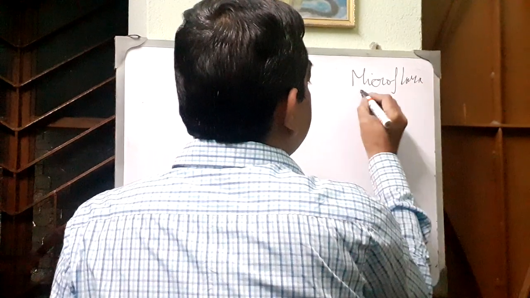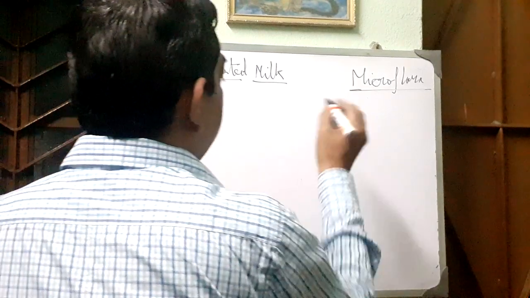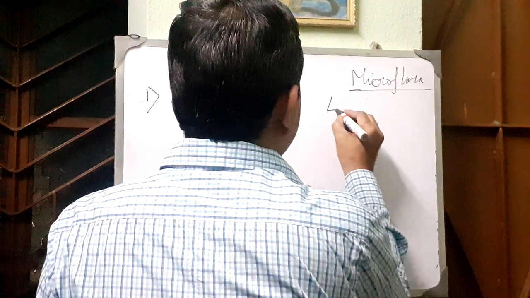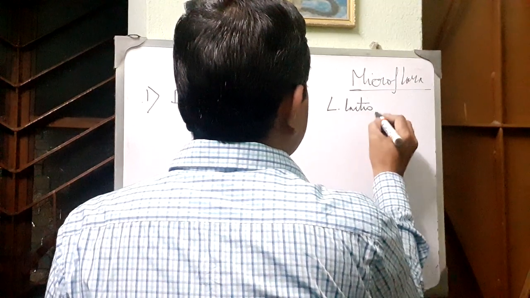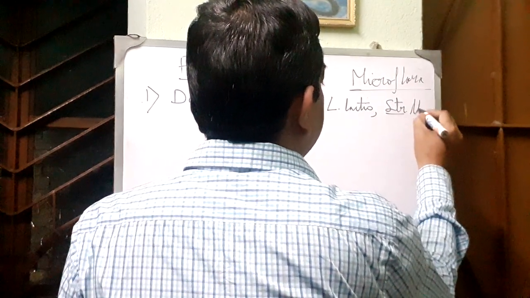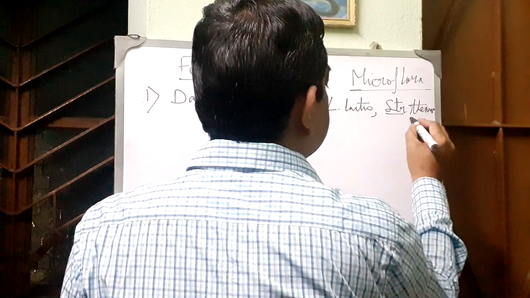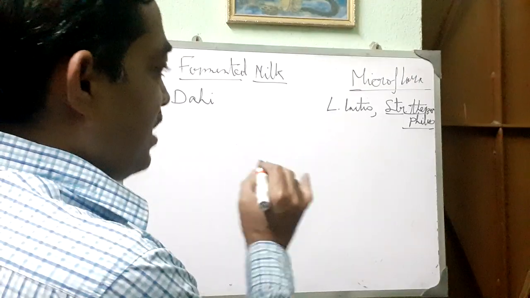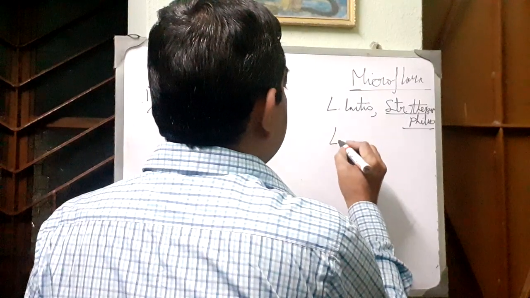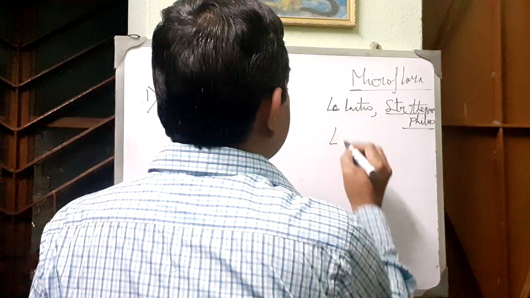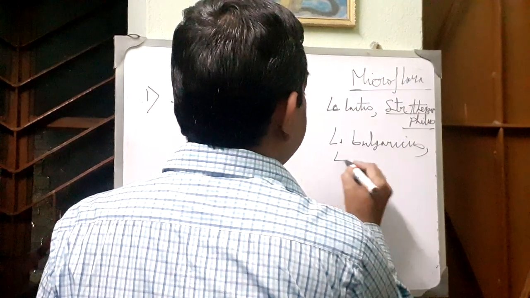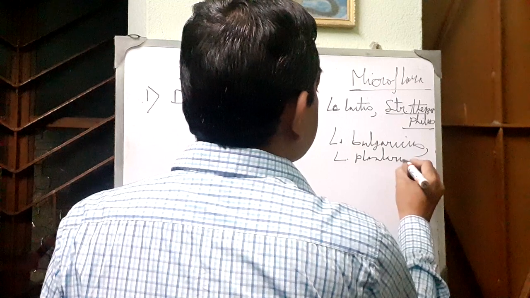First of all, our very indigenous popular product is dahi. In dahi, the microflora generally present are Lactococcus lactis, Streptococcus thermophilus. I am writing in short because there is a scarcity of time, so you should understand it. Streptococcus thermophilus, Lactobacillus, Lactococcus, Lactobacillus bulgaricus, Lactobacillus plantarum are generally used in this case.